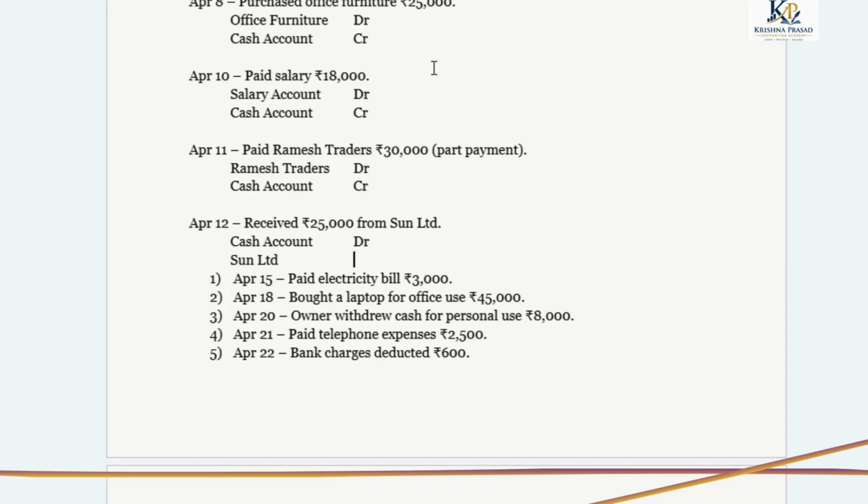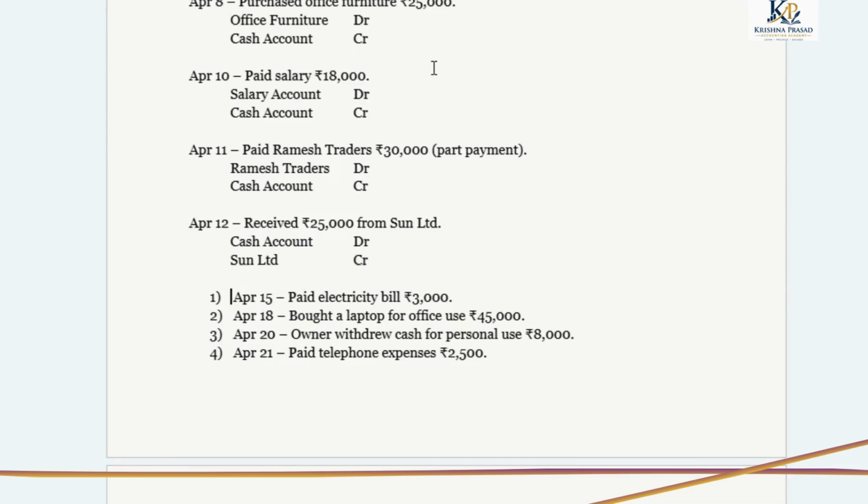Sun Limited, name of a party or company or person, anything. So it will come under personal account. What is a personal account principle? Debit the receiver, credit the giver. Coming to that, Sun Limited is the receiver or giver? He is a giver. So that means we need to credit Sun Limited.